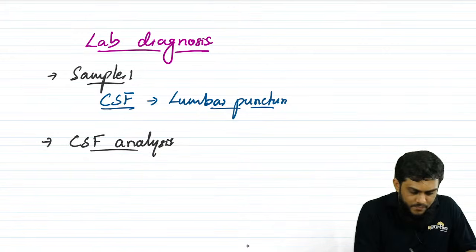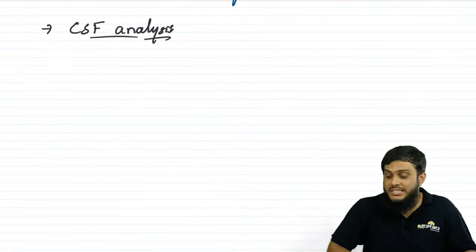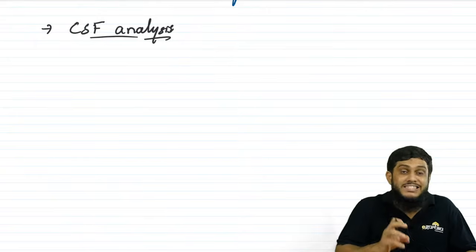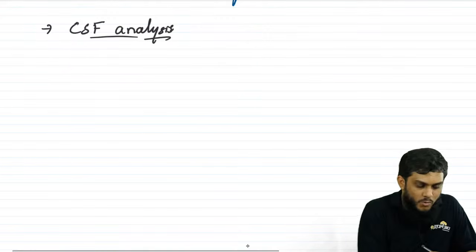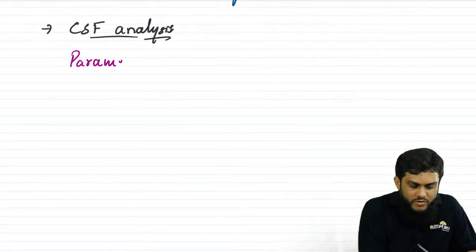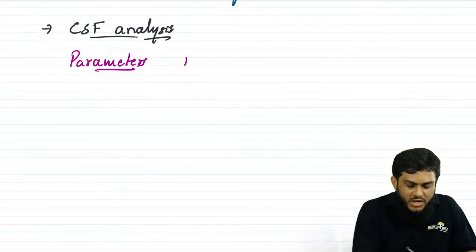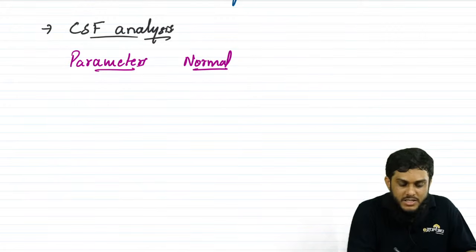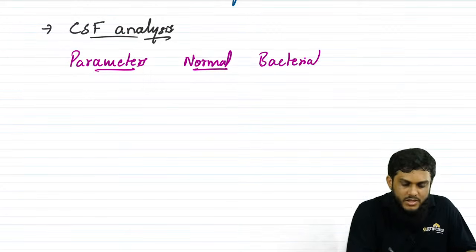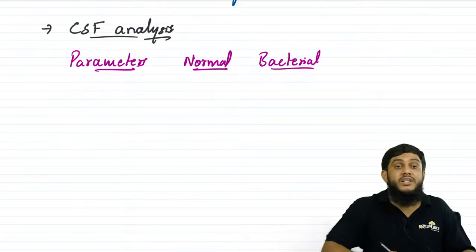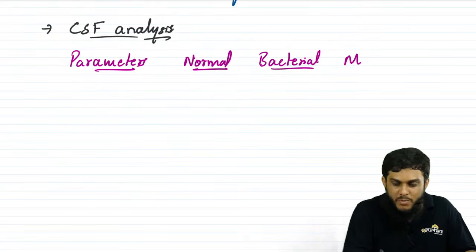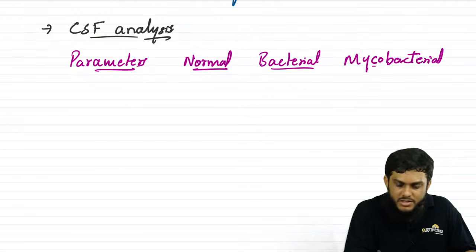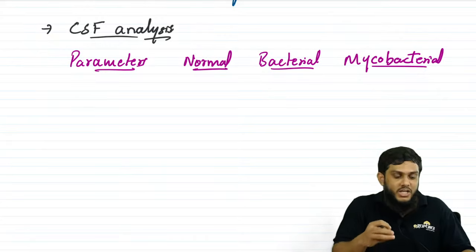Very, very important, CSF analysis can be done. What do we see in CSF analysis? First, let's talk about the parameters we see in the CSF, what is the normal range of those parameters, what happens to these parameters when there is bacterial meningitis, and what happens when there is mycobacterial meningitis. I'm talking about acute meningitis and chronic meningitis.